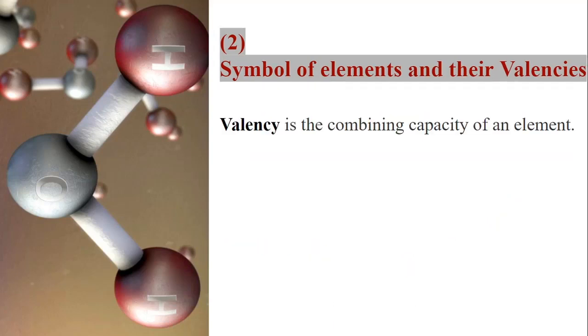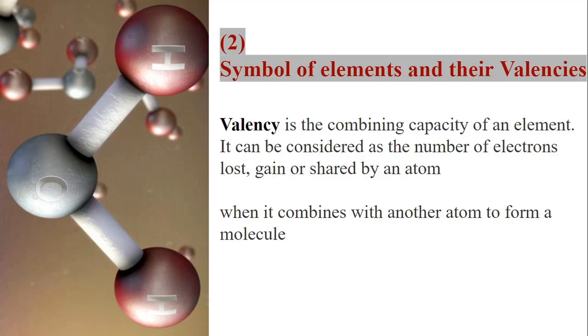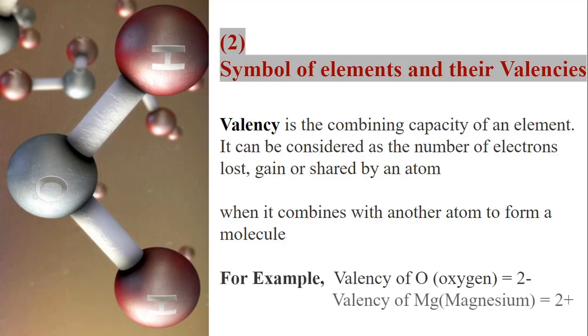Now, let us see what valency is. Valency is the combining capacity of an element. It can be considered as the number of electrons lost, gained or shared by an atom. So how many electrons the element is losing, gaining or sharing when it combines with another atom to form a molecule, that is the valency of that element. For example, the valency of oxygen is 2 minus and the valency of magnesium is 2 plus.